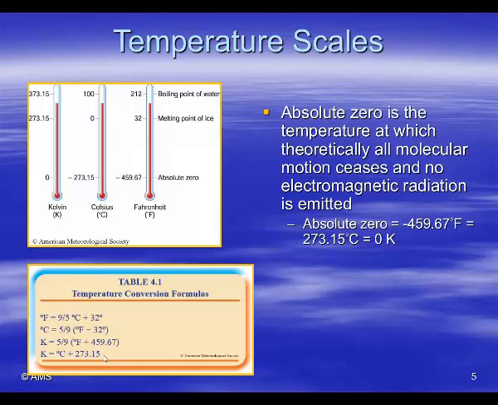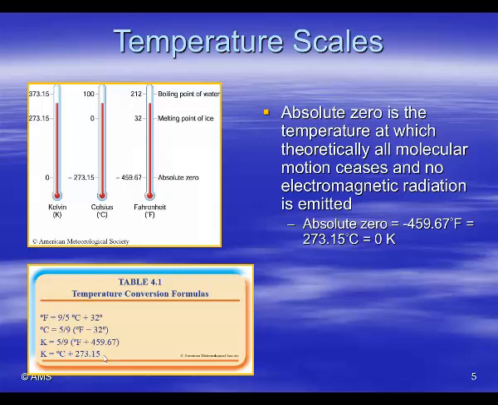So once again, the Celsius temperature scale is based on the freezing and boiling points of water. The Fahrenheit temperature scale is also based on the freezing and boiling points of water, and it's also loosely based on body temperature. And finally, the Kelvin scale is based on the kinetic energy of the molecules, and we say at absolute 0 or 0 degrees Kelvin, all molecular motion would stop.